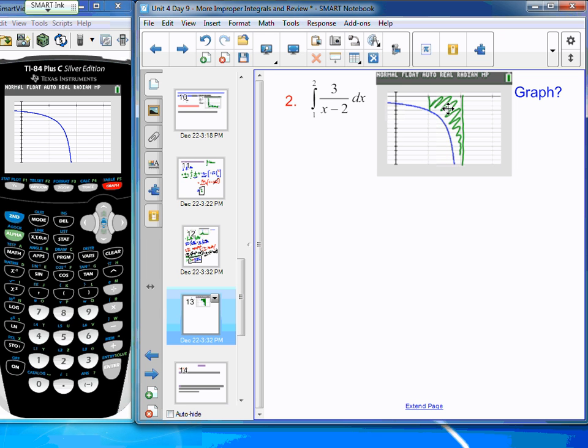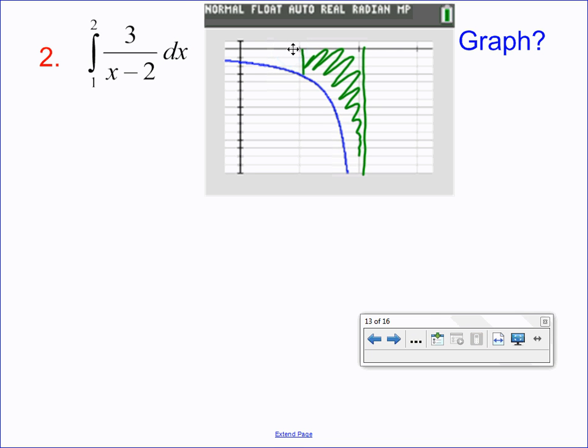We're going to set up a limit to see if we can evaluate this improper integral. So again, this is improper because one of my limits is an infinite discontinuity. It looks like the 2 here is causing problems. So let's do the limit as b goes to 2 from the left-hand side of the integral of 1 to b of 3 over x minus 2 with respect to x.